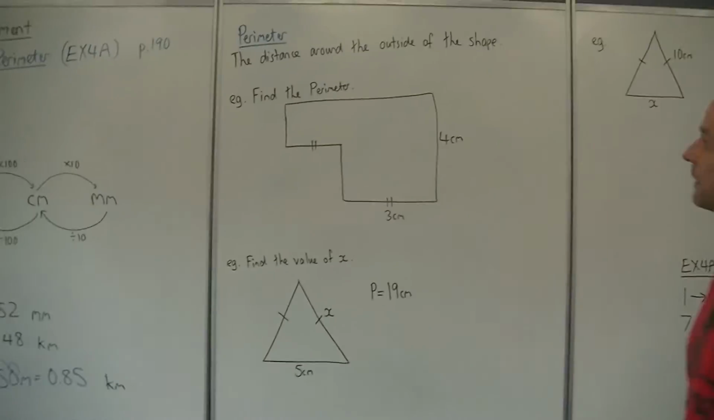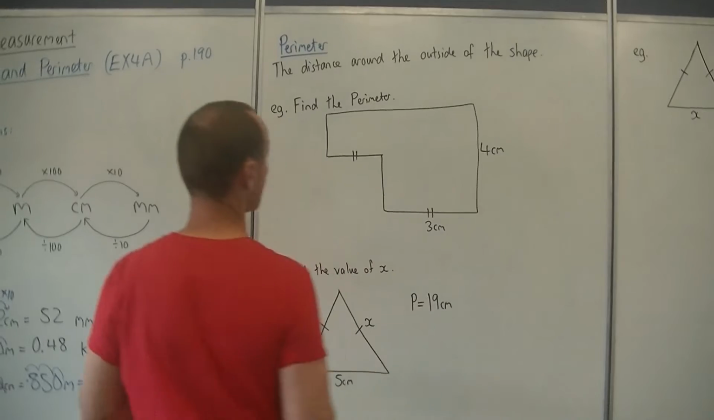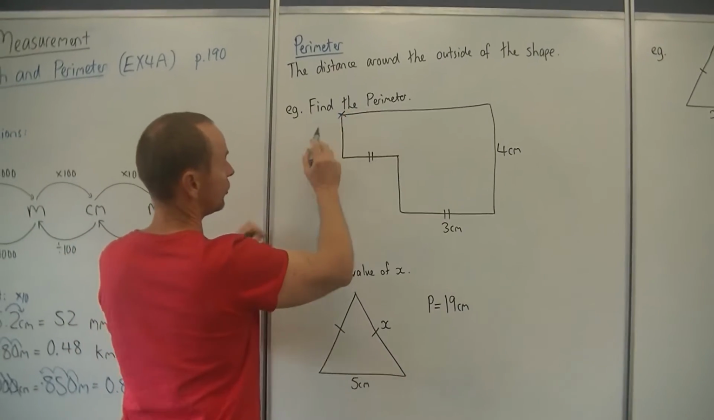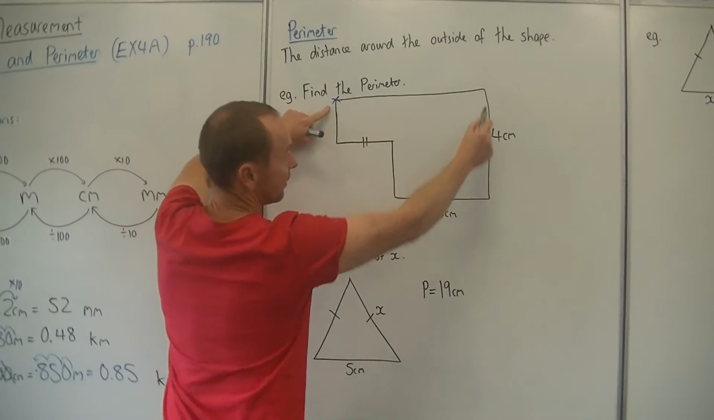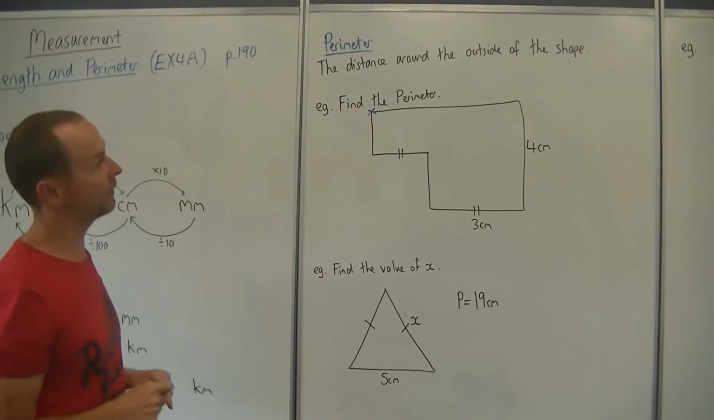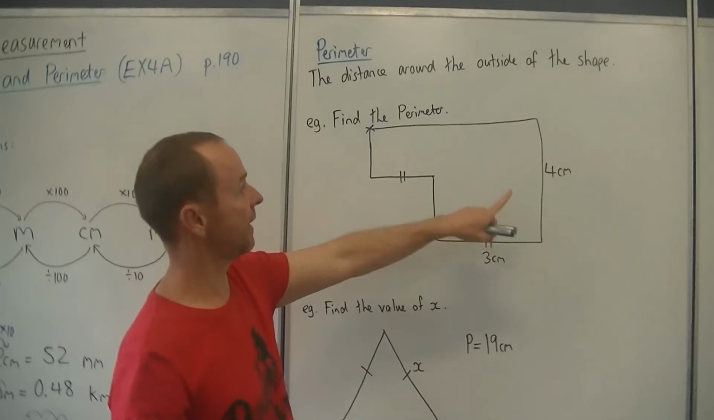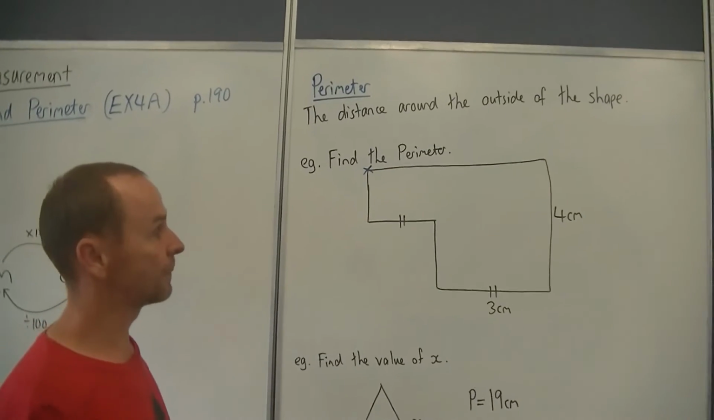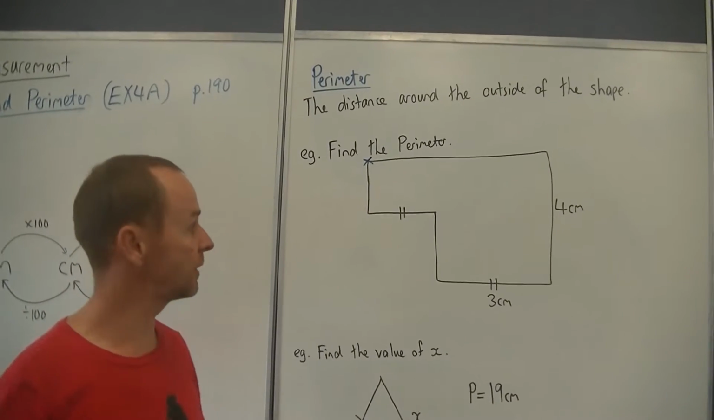Perimeter is a distance around the outside of a shape. So all you're going to do is start at one edge, one corner, add up that distance, that one, that one, that one, that one, and that is the perimeter. Problem here is we've only got 2 measurements out of the whole shape. So first thing is fill in all the measurements you can.